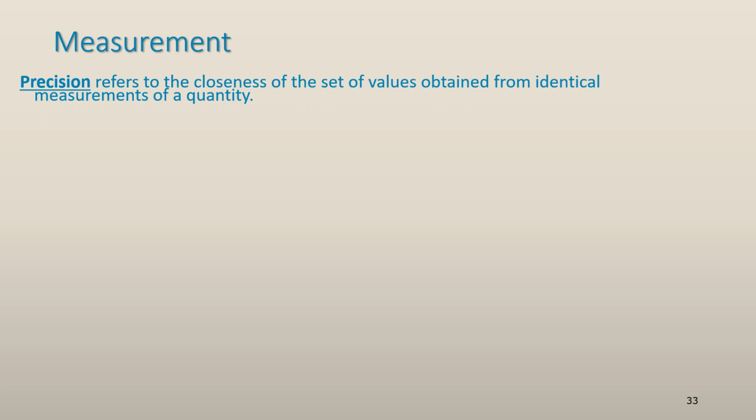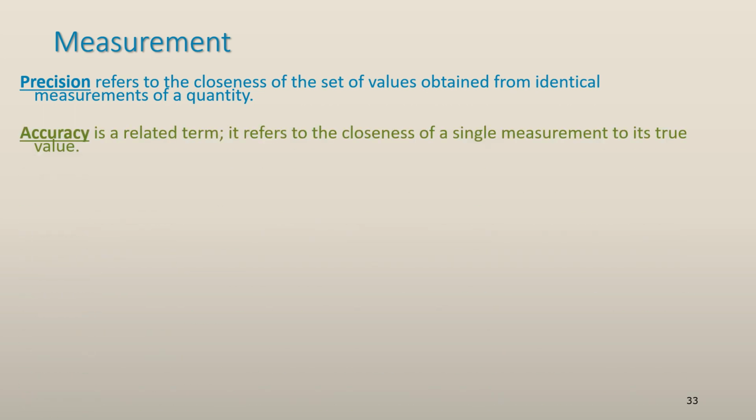If I took something and weighed it on a more precise instrument, my values should be much closer to each other if I measured it a number of times. So precision can mean both of those: how close are the measurements to each other? And then accuracy is a related term, but it refers to how close a single measurement is to its true value. So you can definitely be precise without being accurate, and you can be accurate without being precise.